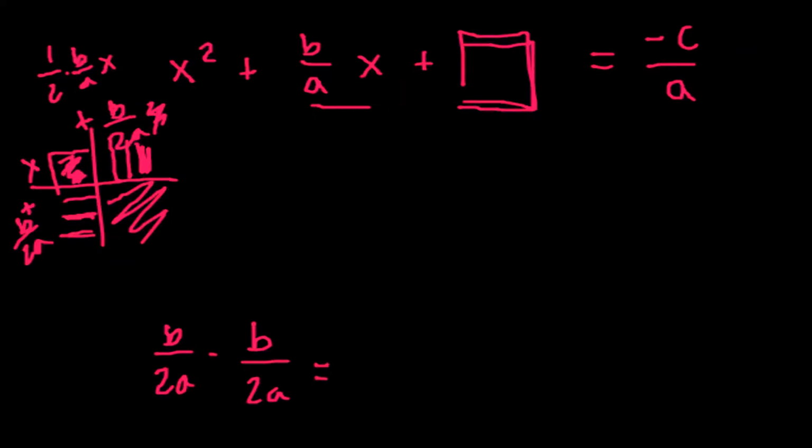All right, so I'm going to do a little fun math here. B times b is b squared. 2a times 2a is 4a squared. So we are adding right here the term b squared over 4a squared. Of course, if I do it to the left, I have to do it to the right.